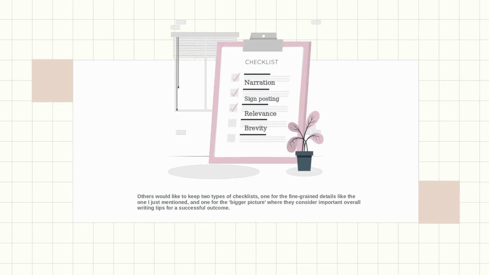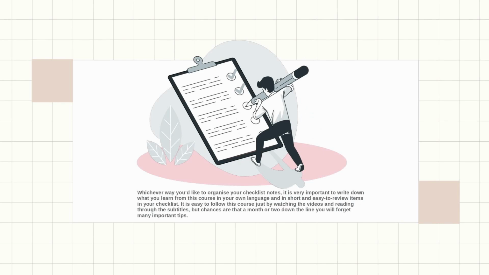Others would like to keep two types of checklists. One for the fine-grained details like the ones I just mentioned, and one for the bigger picture where they consider important overall writing tips for a successful outcome. Whichever way you'd like to organize your checklist notes, it is very important to write down what you learned from this course in your own language and in short and easy to review items in your checklist.